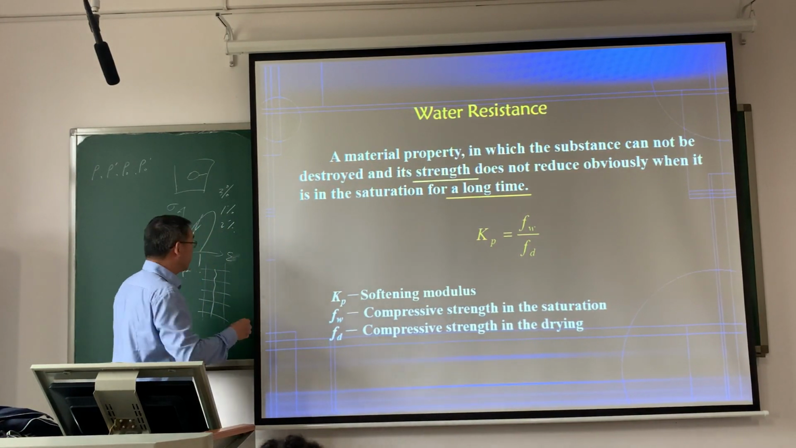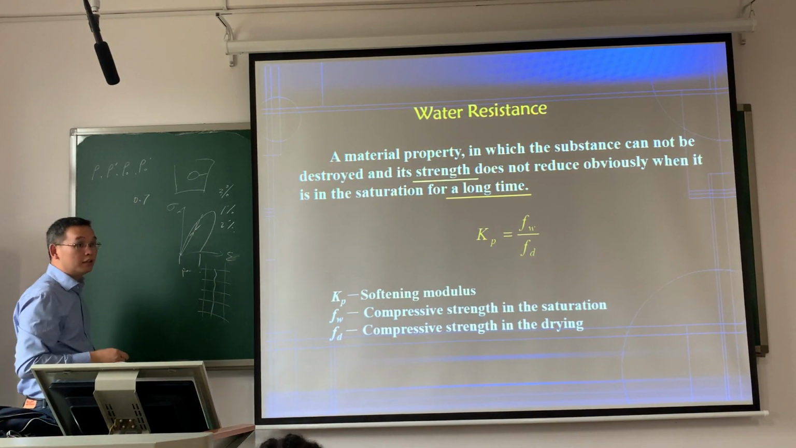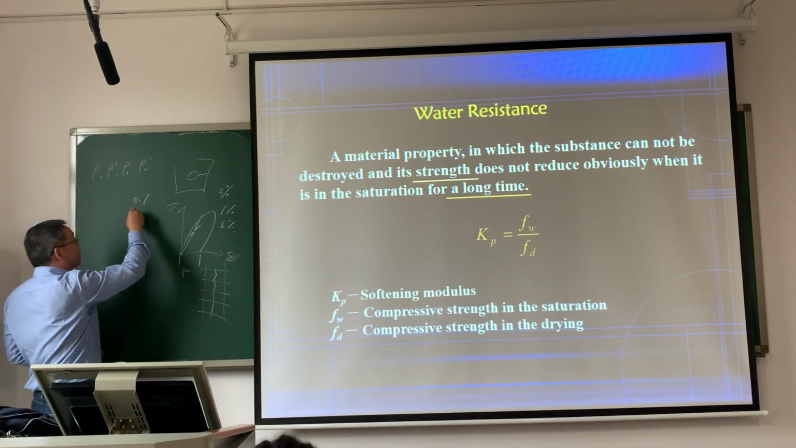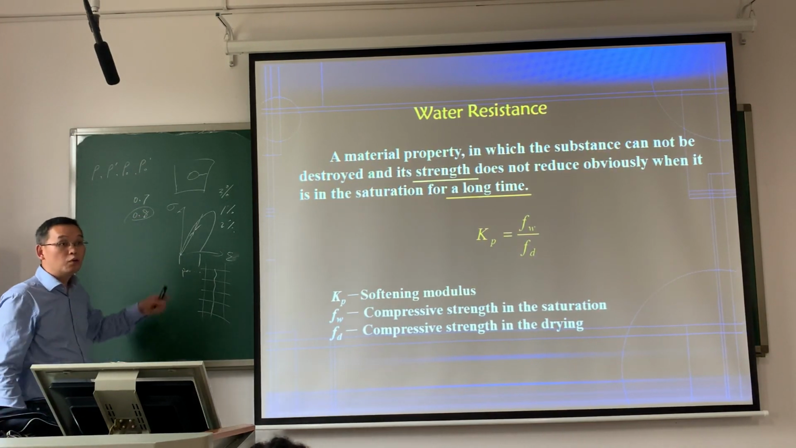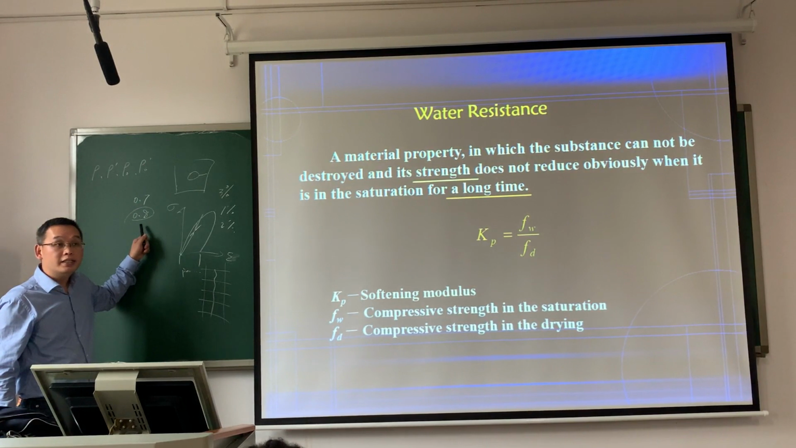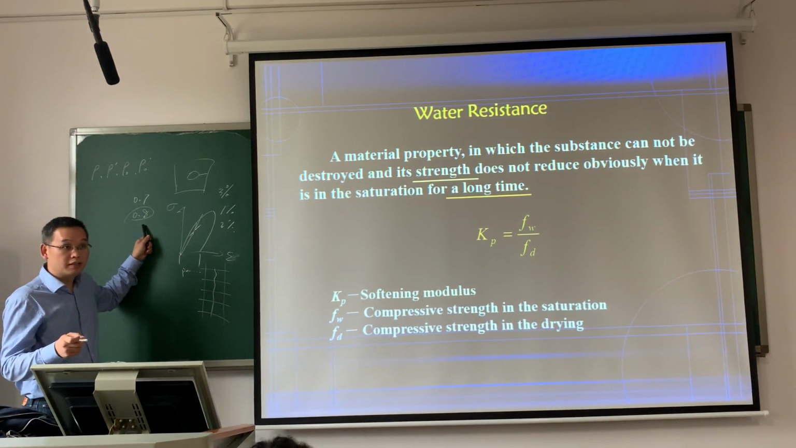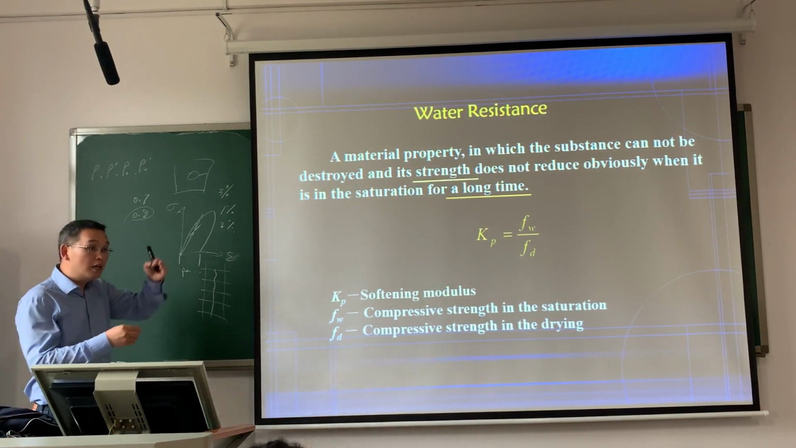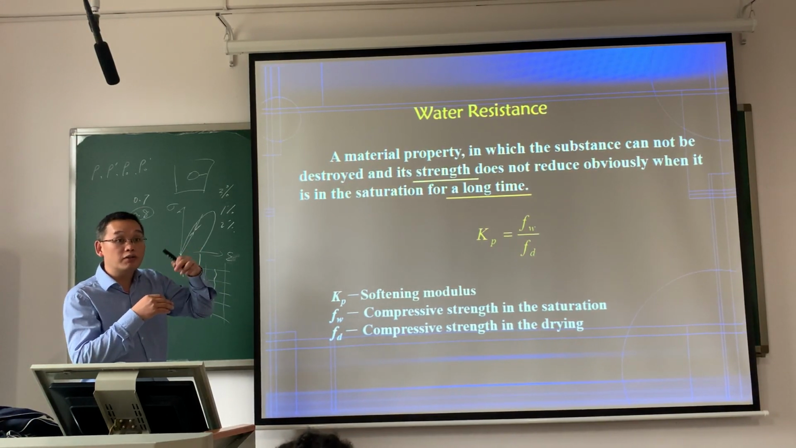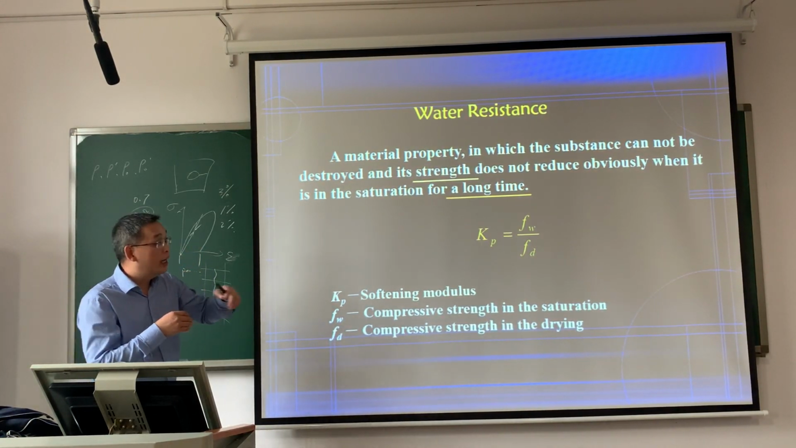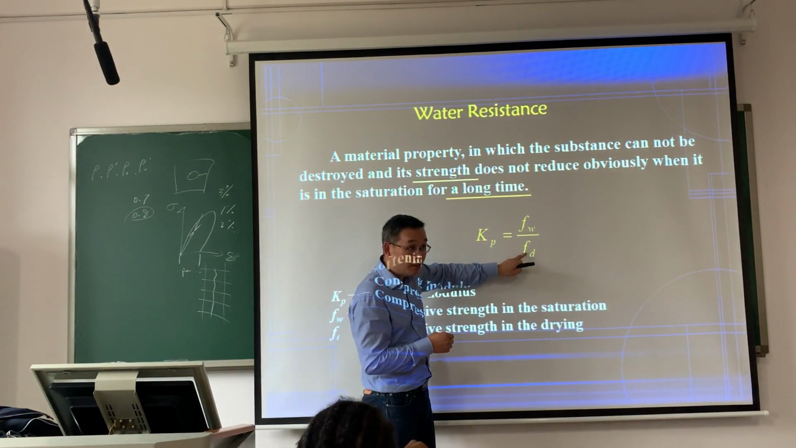There are two values. The first one is 0.7. Another one is 0.8. This one is bigger. What does it mean? It means this material has better water resistance, because the decrease of the strength is smaller. The wet strength is much closer to the dry strength.